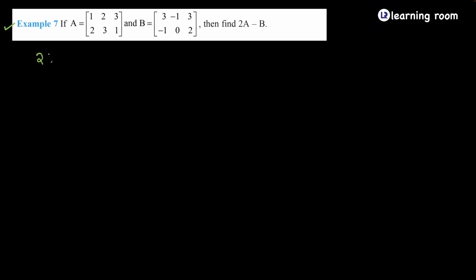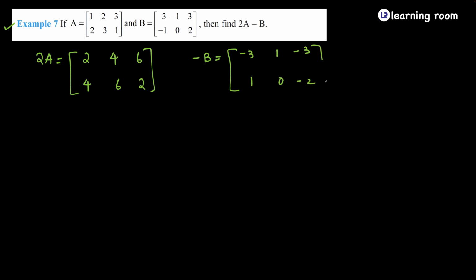What is going to be the value of 2A? 2A will be 2, 4, 6, 4, 6, 2. What is going to be the value of B? B is as it is, right? So I'm not writing that. What I will do is write the value of minus B. So what is going to be the value of minus B? It is minus 3, 1, minus 3, 1, 0, minus 2.